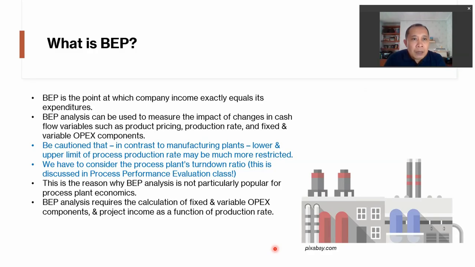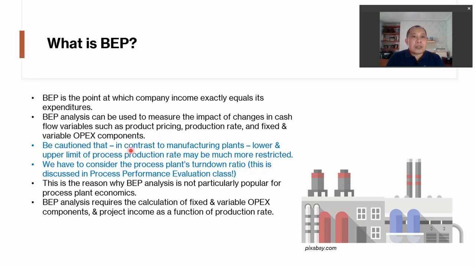So what is BEP or break-even point? This is the point at which company income exactly equals its expenditures. Okay? So it's gaining nothing in terms of financial profit. BEP analysis can be used to measure the impact of changes in cash flow variables such as product pricing, production rate, or if you multiply both of these, you will get revenue, and fixed and variable OPEX components.